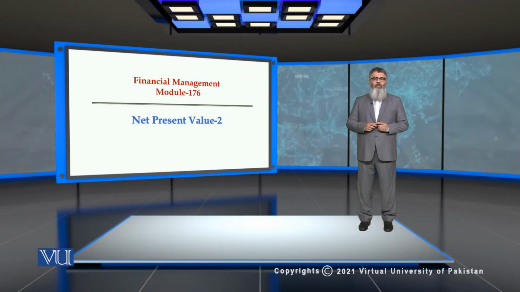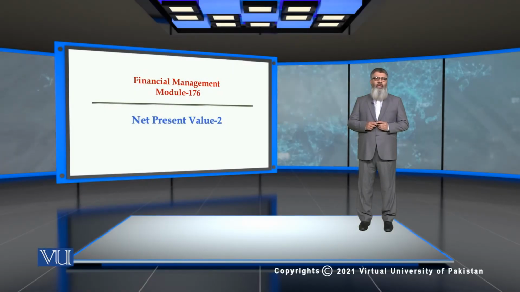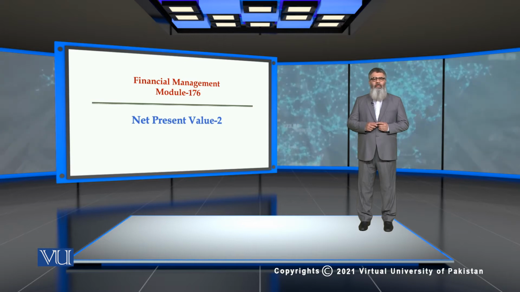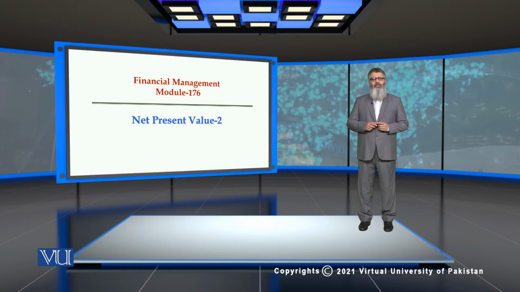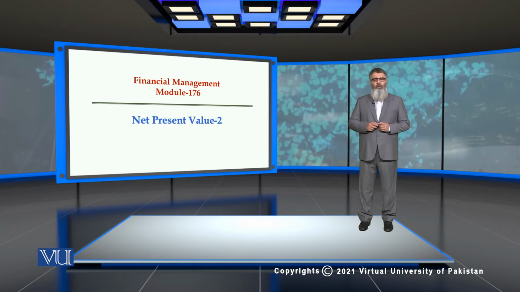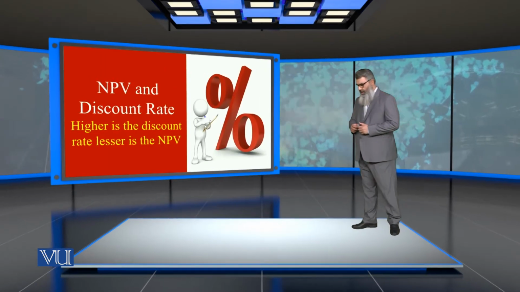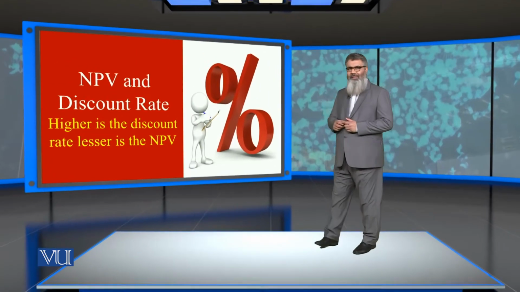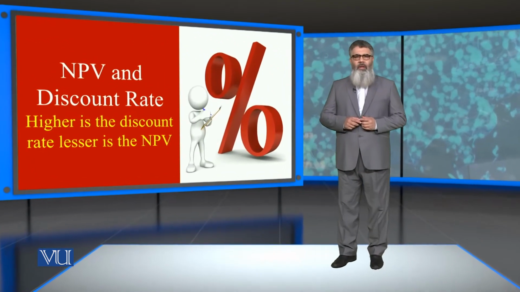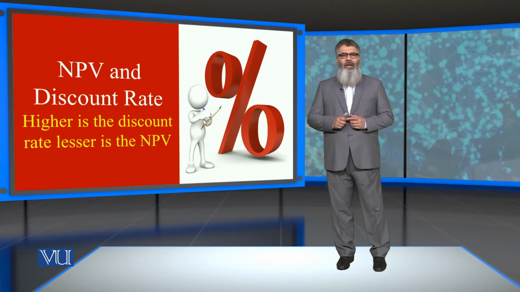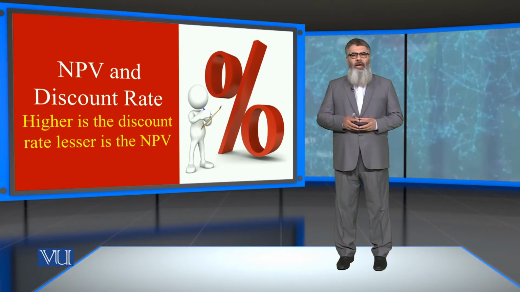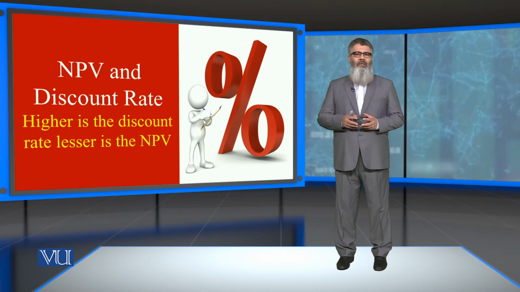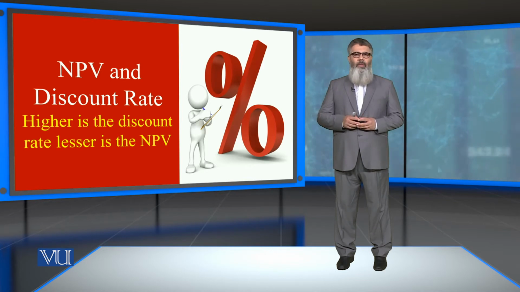This is module 176 of our course of financial management, and this is our discussion on net present value. This is the second part of our discussion on this topic. Net present value, as we discussed earlier, is the amount that we get in excess of our outflow of cash when we apply a certain discounting rate.